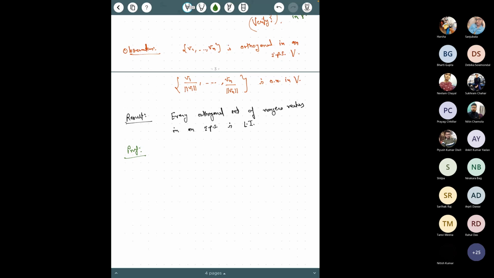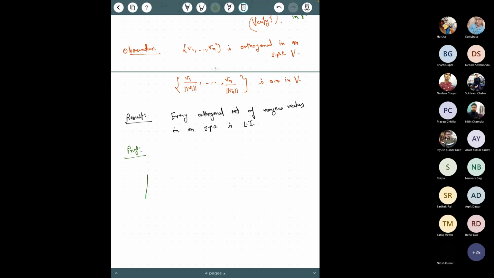So you tell me how to start. We have to prove that every orthogonal set of non-zero vectors in an inner product space is linearly independent. So how to prove this? How to start this proof?